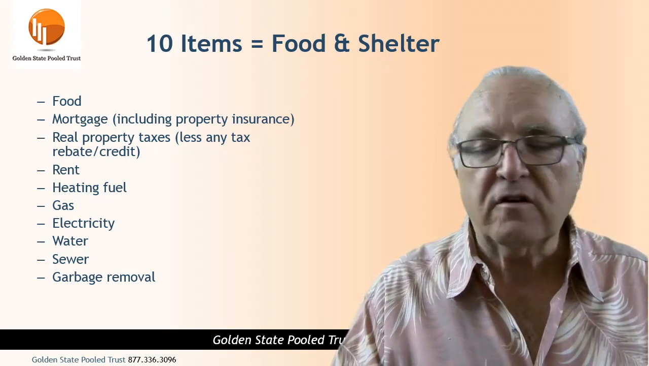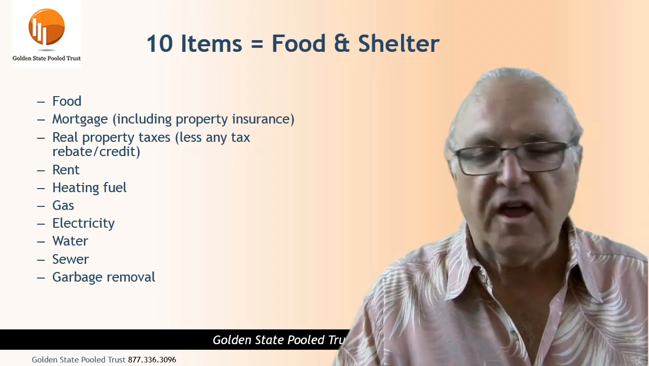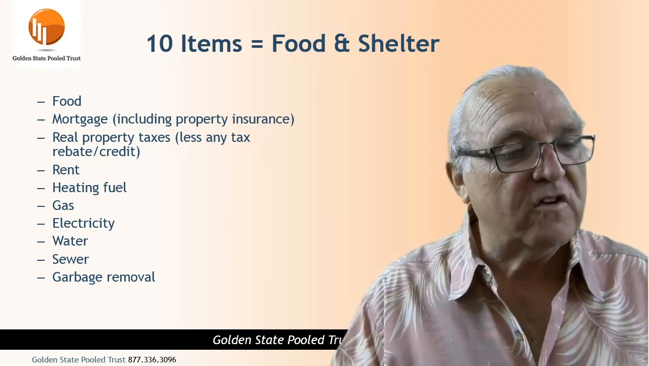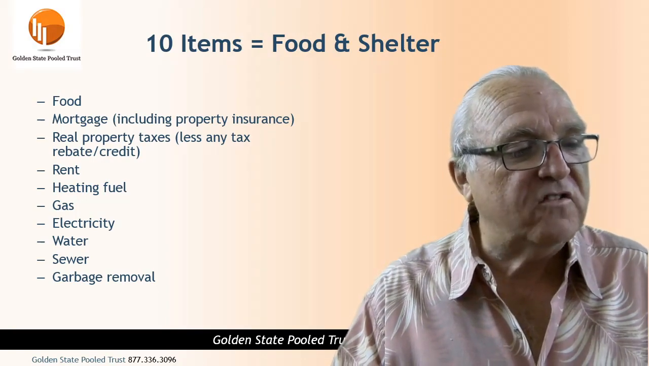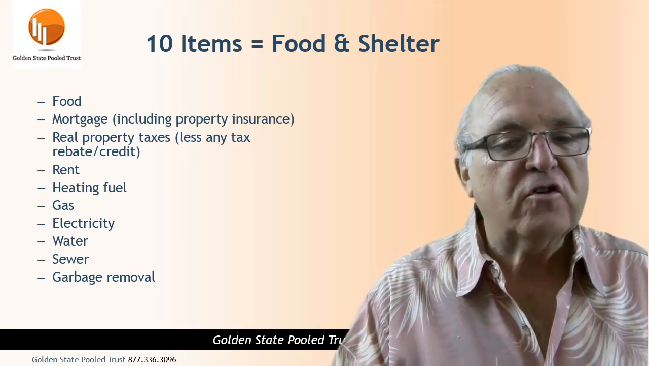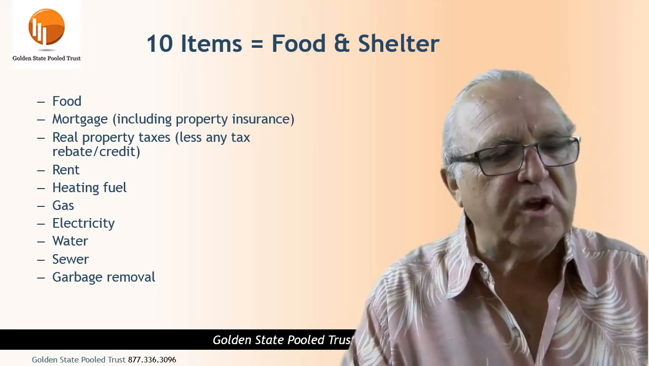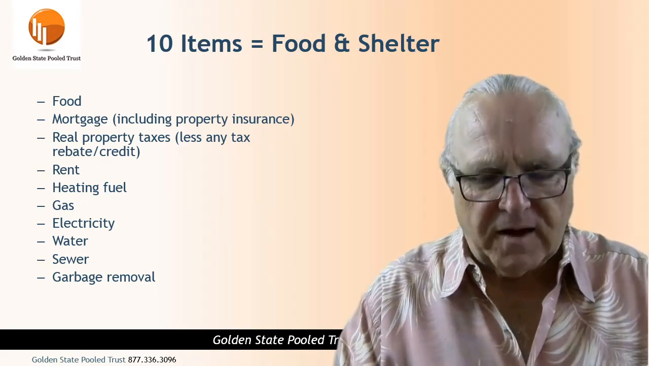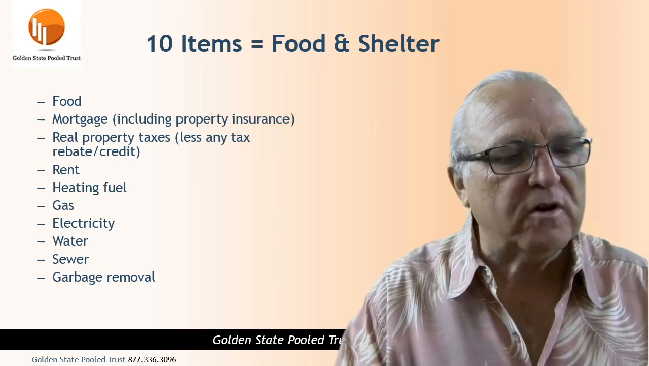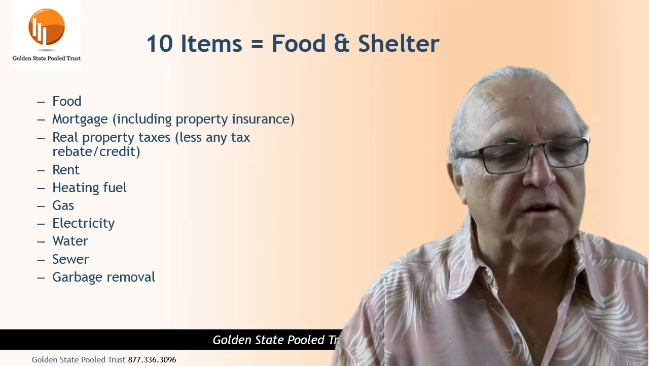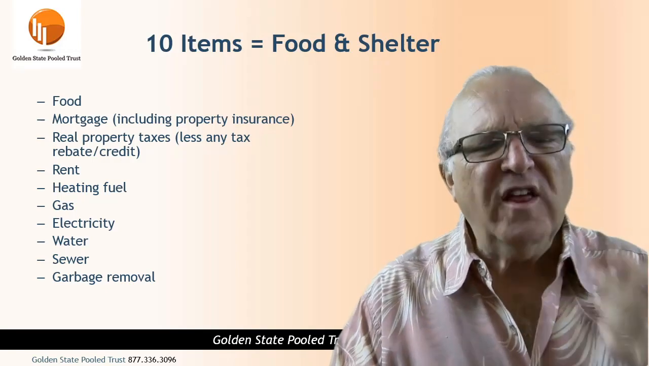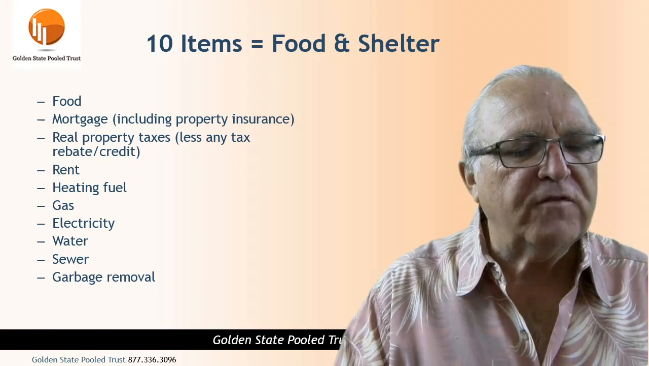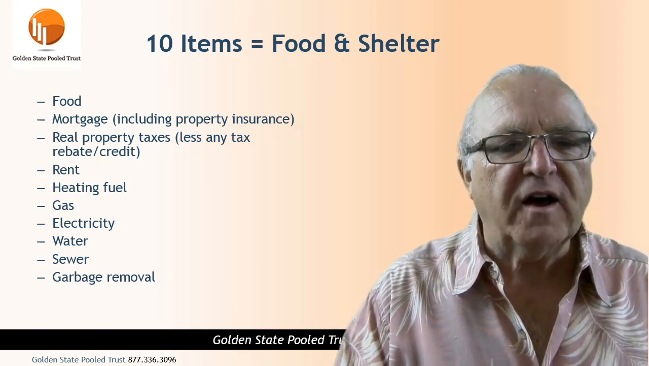Telephone's not on the list. Internet is not on the list. Cable is not on the list. Maintenance of the house is not on the list, okay? And in fact, maintenance of the yard is not on the list. So oftentimes when you're a trustee and you're looking at what can you pay without causing an ISM reduction, you might think about those things if it is actually possible for your beneficiary to pay for those items out of their SSI.